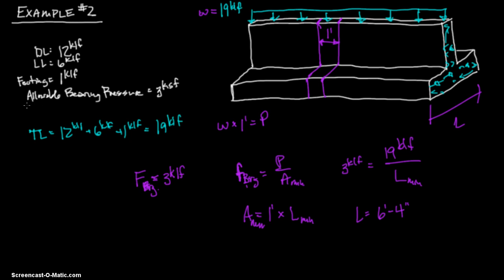Our actual bearing pressure is going to be 3 KSF, and our allowable is 3 KSF. So, like example 1, maybe you want to say 6'6" for L, right there. But that's our answer. Eventually, 6'4" is the exact minimum distance required for your footing, which is 6.33 foot, and obviously 0.33 foot times 12 is 4 inches. I will see you in the next video.